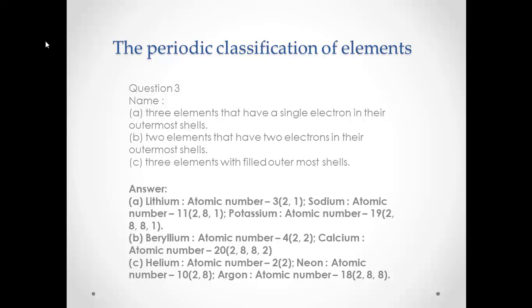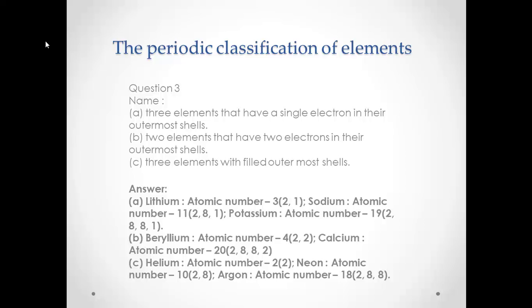Question number 3. 3 sub-questions are there. 3 elements that have a single electron in their outermost shell. So we know that if one single electron is there in the outermost shell, they belong to the first group. So you can write any member from the first group. So in the answer, lithium, sodium, potassium are given. Their electronic configuration is also given in the answer, you can see.